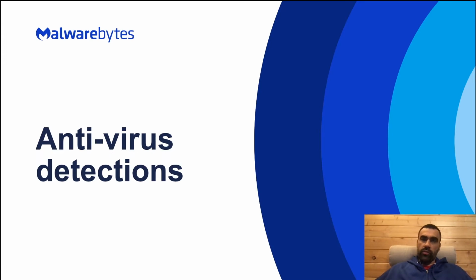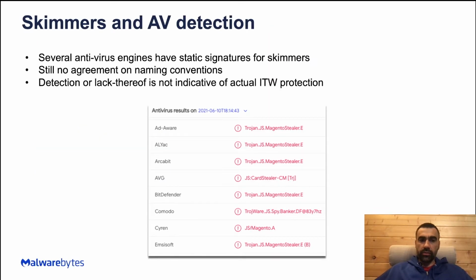Now, from the defender side, what we would probably think of first is: how does antivirus detect skimmers? So antivirus, for the most part, will focus on traditional malware, but can also pick up skimmers. In particular, they'll look at code within JavaScript or HTML, and they have developed static signatures.